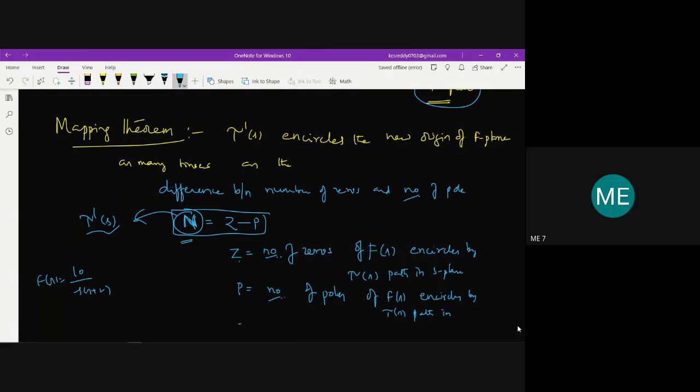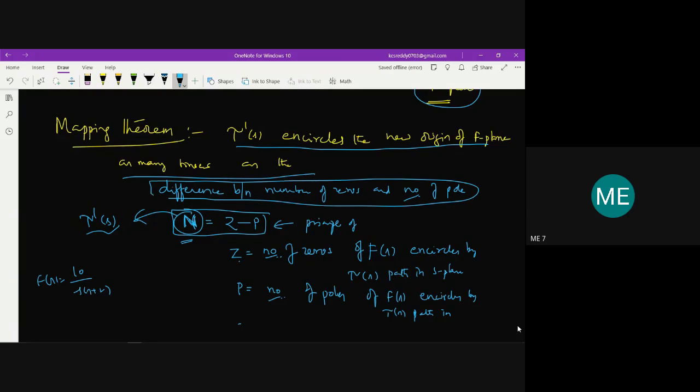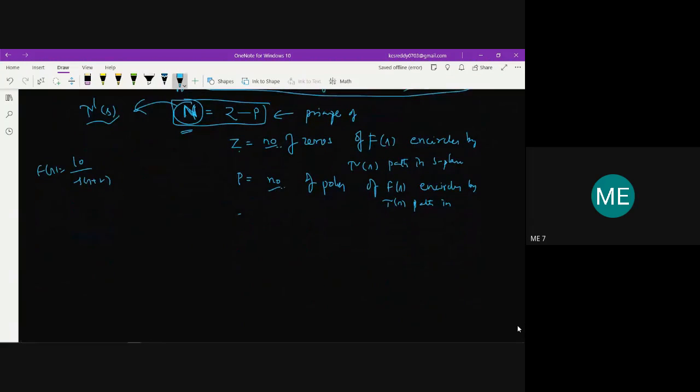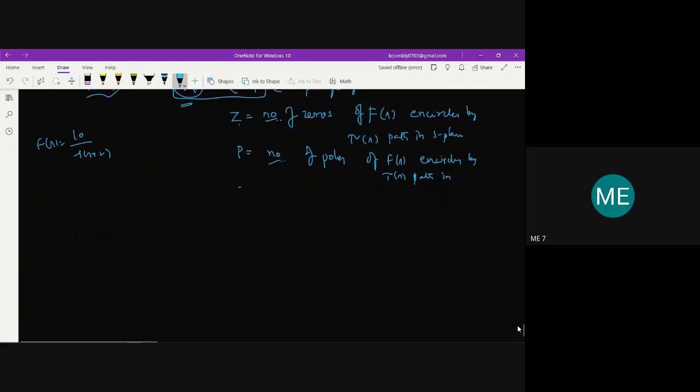So with this, we can call this the principle of argument. This statement is called the principle of argument, which is that tau of s encircles the origin of the f plane as many times as the difference between the number of zeros and the number of poles of f of s which are encircled by the tau of s path in the s plane. We have expressed this in the mathematical expression, that is n is equal to z minus p. This is called the principle of argument.